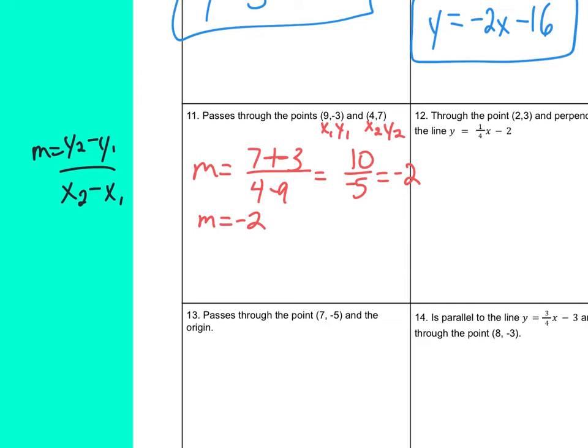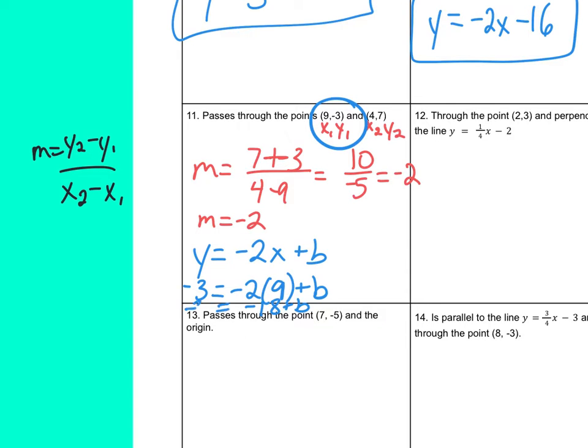But how do I find the b? What do we do if we know a point and the slope? Can't we just plug it in? So if I go here, y equals negative 2x, I don't know what b is. Go to my point. My y is negative 3. My x is 9. Negative 2 times 9 is negative 18 plus b equals negative 3.